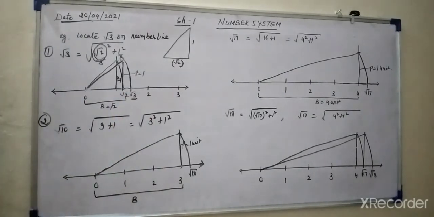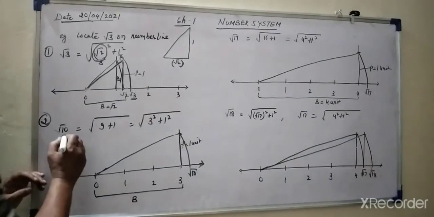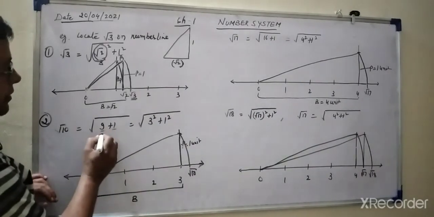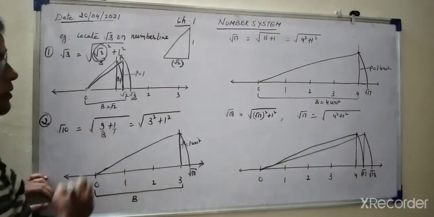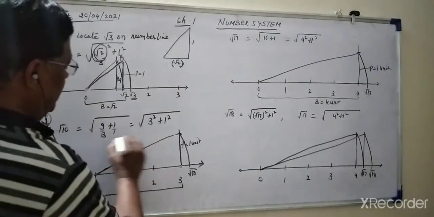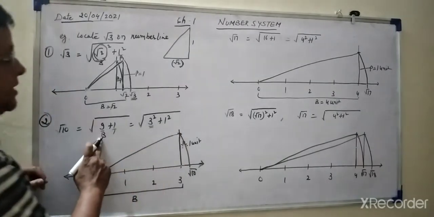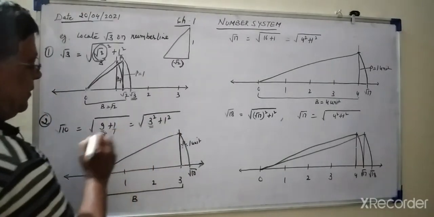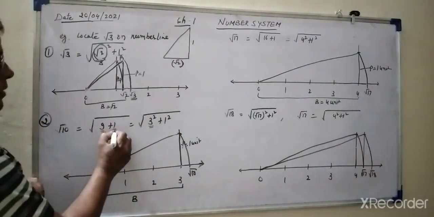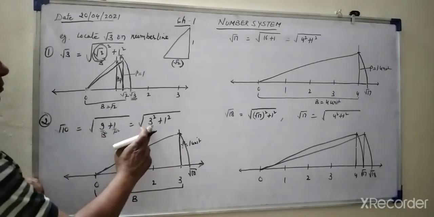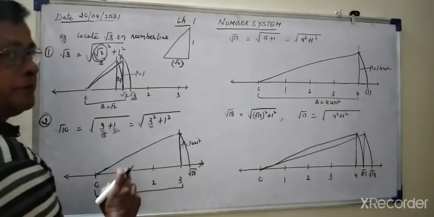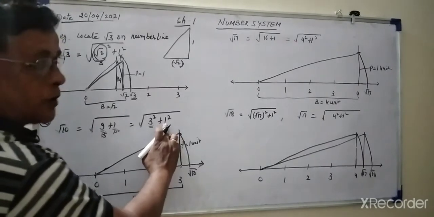Now we have to draw root 10. Root 10 means 9 plus 1. The base you take 9 and perpendicular is 1. How do you get 9? 3. The base square is 9, and perpendicular square is also 1. So base is 3 square and 1 square.